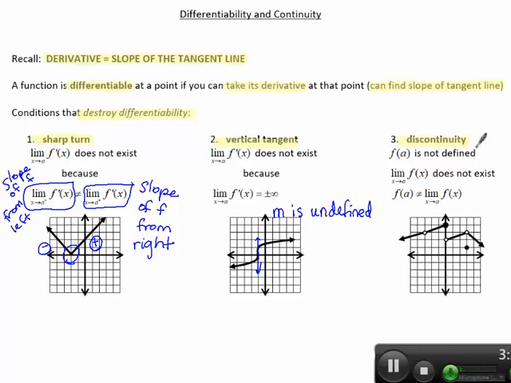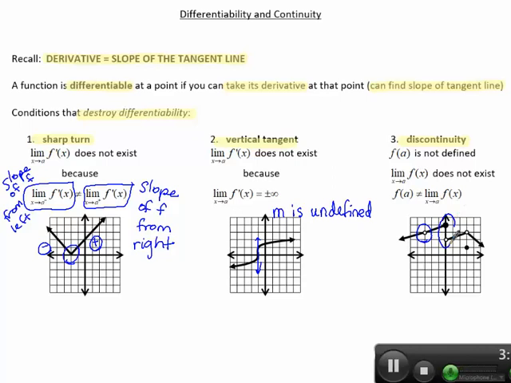Let's look at the last condition that destroys differentiability, if a function is discontinuous. Remember our three parts of continuity, the function value has to be defined. Well, in this example, the function value is not defined. We can't draw a tangent line at a point that doesn't exist. Second, that the limit has to exist. If it doesn't exist, then the function's discontinuous.